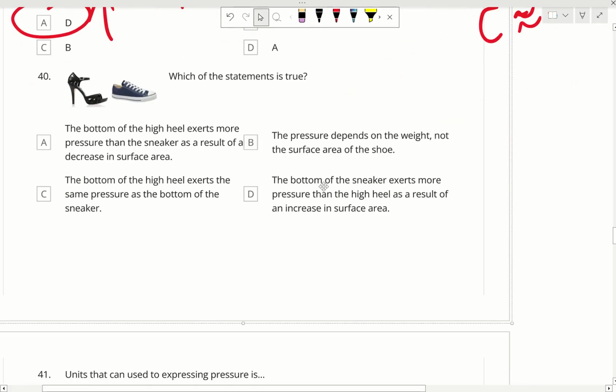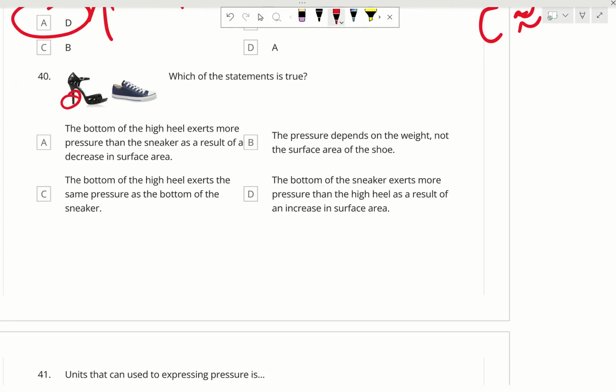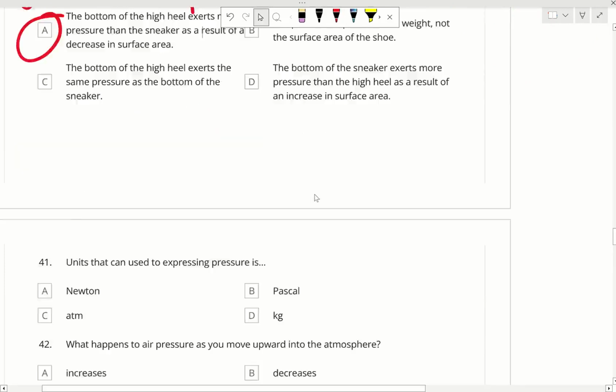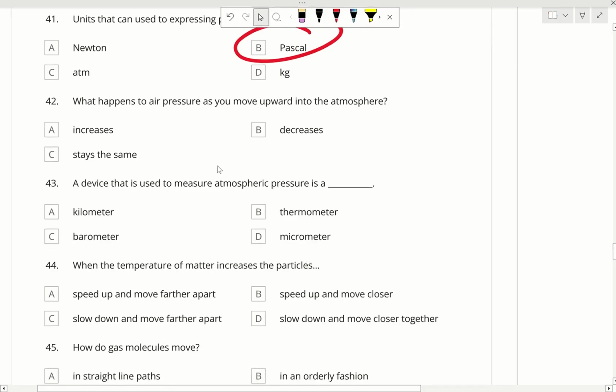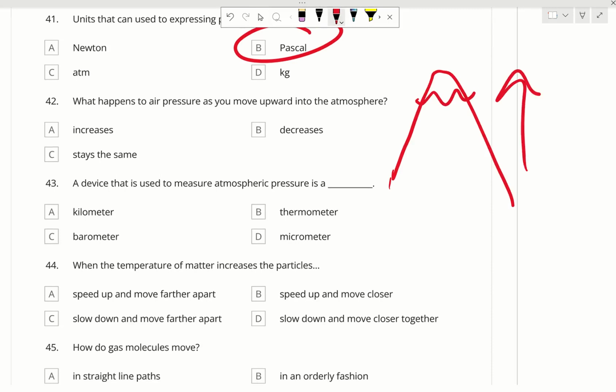Which of the statements is true? The bottom of the high heel exerts more pressure than the sneaker as a result of the decrease in surface area. So this is true, because there is less surface area over here, and less area means more pressure. 41, we already said pascals is pressure. 42, what happens to air pressure as you move upward into the atmosphere? So if I go to the top of a mountain, the pressure decreases.